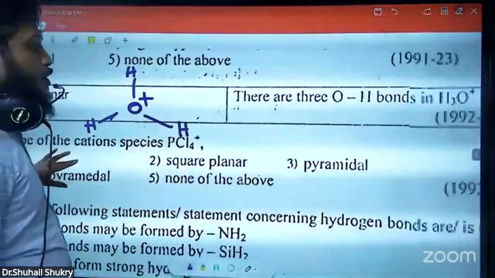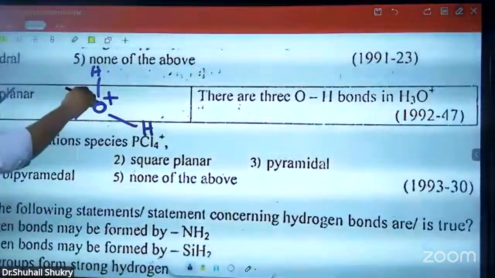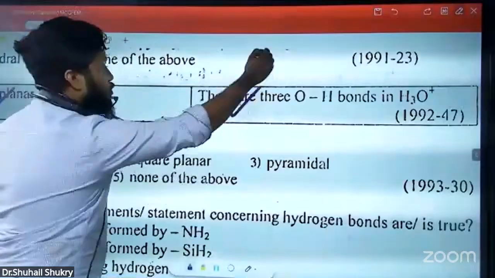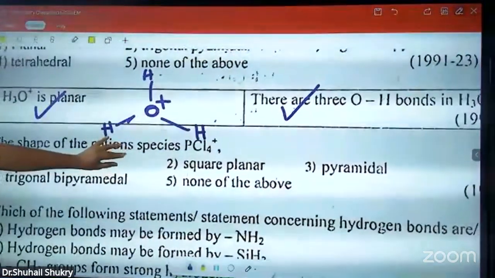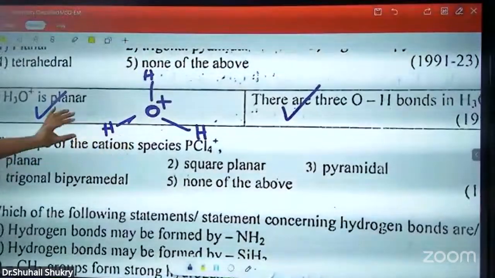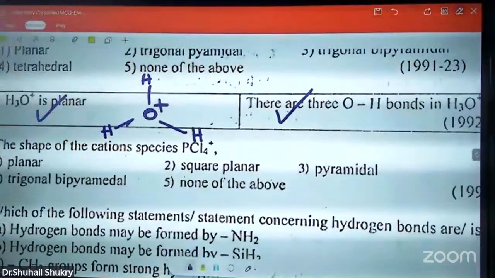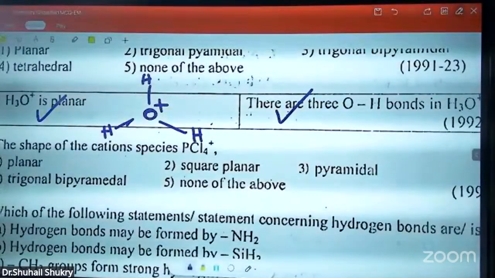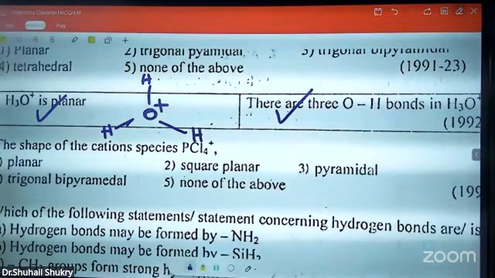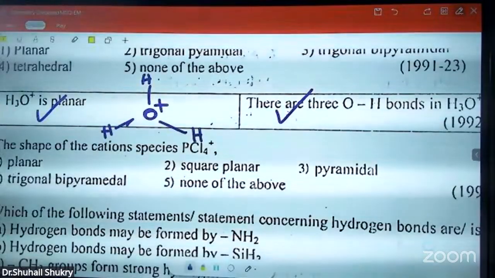There are 3 OH bonds in H3O plus. Answer is true. Okay. Then just because 3 OH bonds are in H3O plus, does the second one explain the first one? H3O plus becomes planar not because it has 3 OH bonds, right?